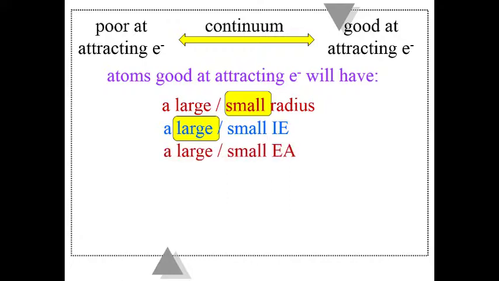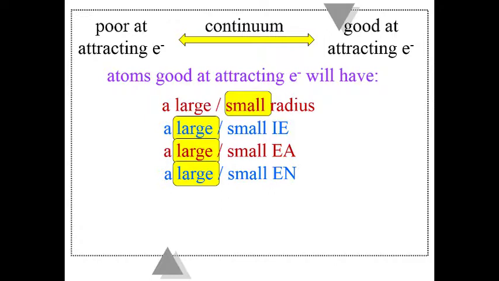What about electron affinity? If you are good at attracting your own electrons, you should be good at attracting electrons from elsewhere. You should have a large affinity for electrons. More technically, the better you are at attracting electrons from elsewhere, the larger the energy change that electron experiences when it binds to you. Next, electronegativity. Will it be large or small? If you're good at attracting electrons from elsewhere, you will be good at attracting them in a covalent bond, so you will have a large electronegativity.